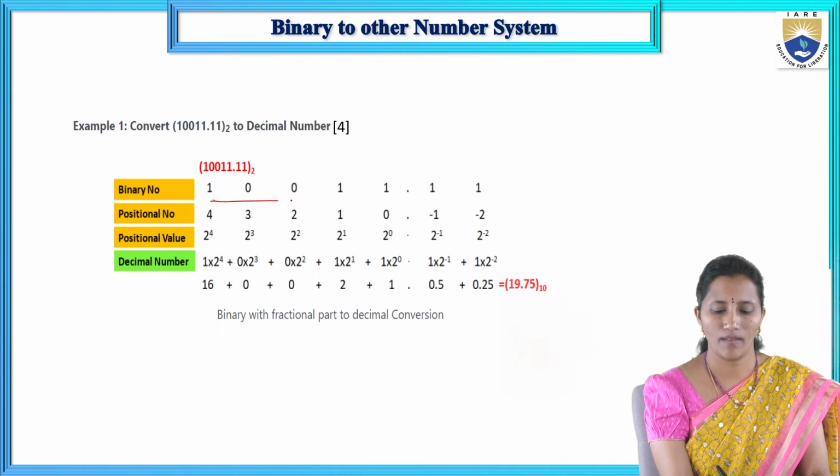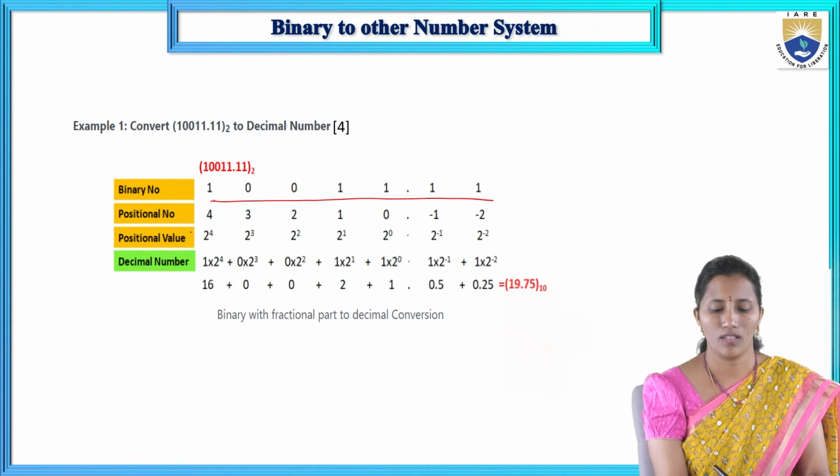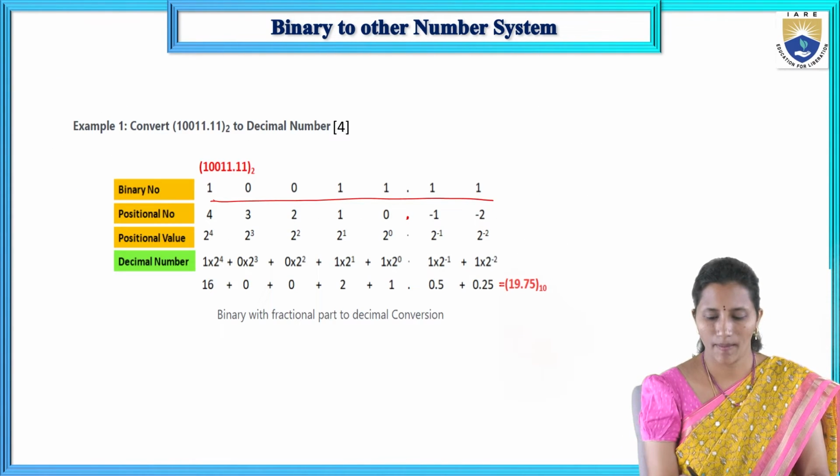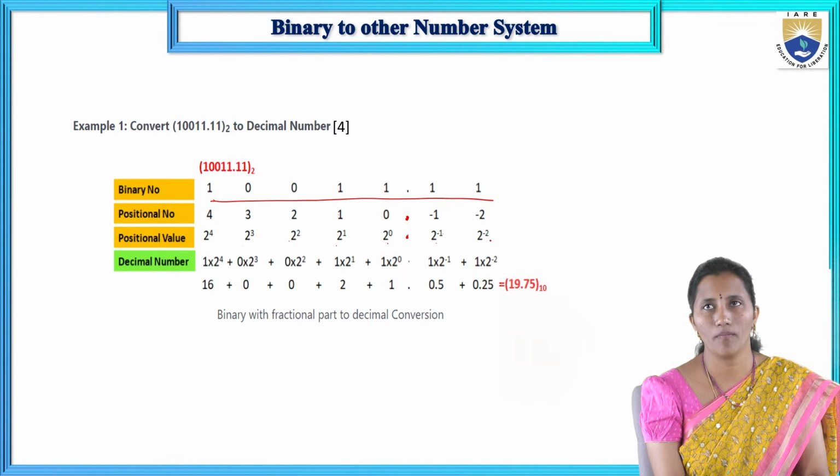If it is a fractional value, for example 10011.11, then the positional values: for the binary point, the left side is the integer part and the right side is the fractional part. So here write down the positions 0, 1, 2, 3, and after the binary point minus 1, minus 2. The weight of the positional values is 2 power 0, 2 power 1, 2 power 2, 3, 4, and then 2 power minus 1, 2 power minus 2.